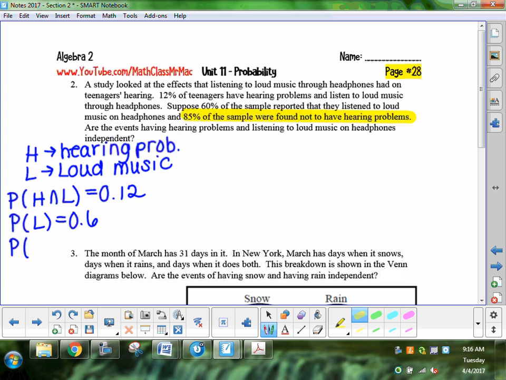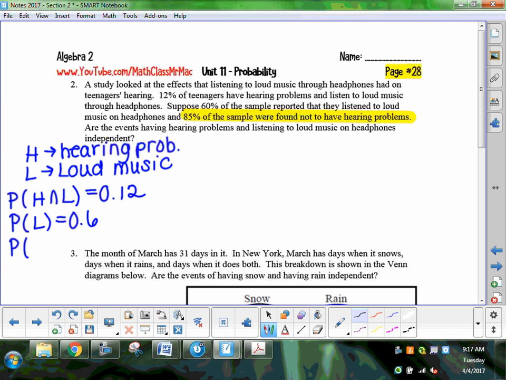60% reported that they listen to loud music on headphones, and 85% of the sample that we're looking at, which is our total group, were found not to have hearing problems. So I can even say this. Now you said that 85% don't have hearing problems. I went the other way. What's the probability then that someone does have hearing problems, Sam? 15%.